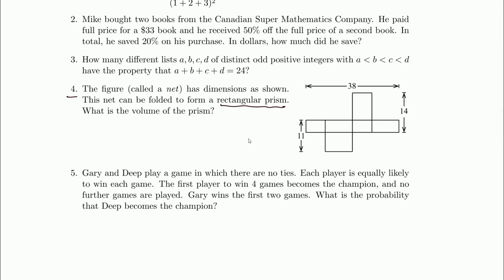Let's slow down and finish reading the question. So the figure has dimensions as shown. This net can be folded to form a rectangular prism. What's the volume of the prism?